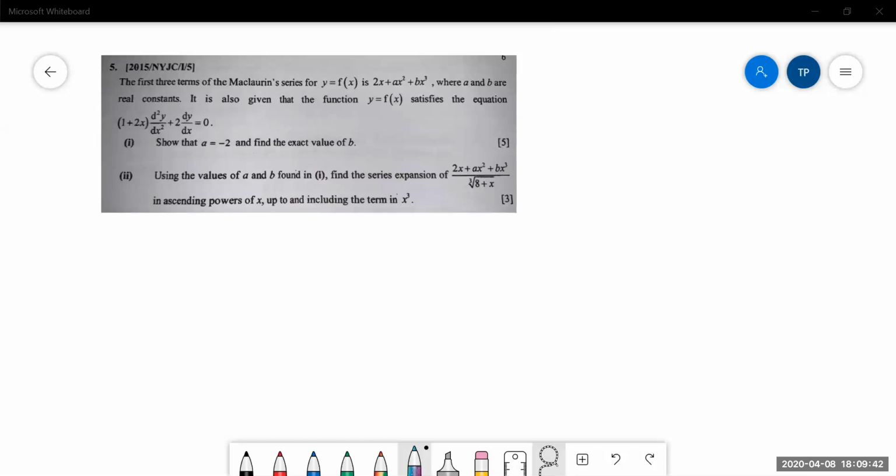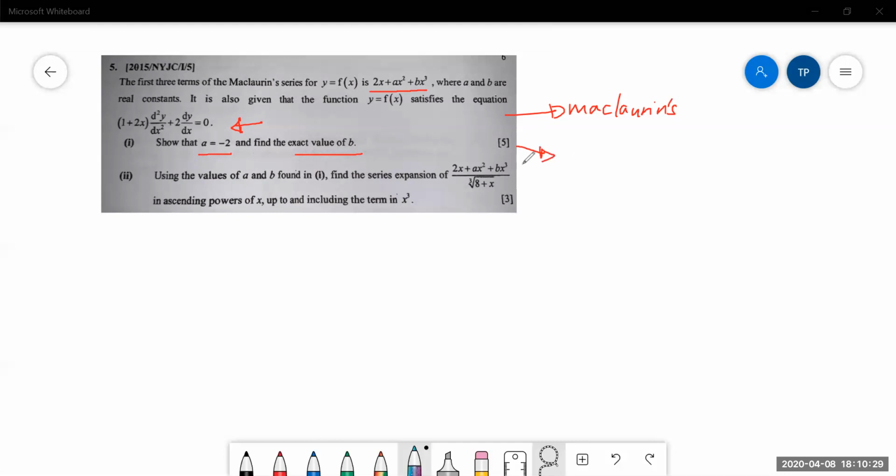Yo, I'm back. The first three terms of the Maclaurin series, which is this, where A and B are real constants. It's also given that the function y equals f(x) satisfies this equation. I'll identify the topic first. This is obviously Maclaurin's, right? Show that A is equal to -2 and find the exact value of B. Can you do this?